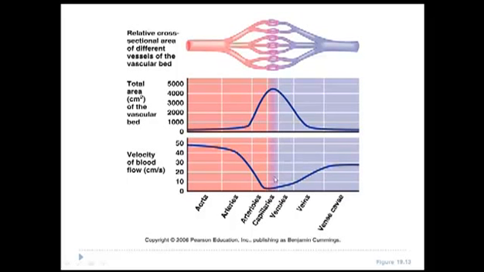The reason why we want the blood to flow very slowly in your capillaries is because we want to give it a chance to do the gas and nutrient exchange. If the blood is just traveling through there at a very, very rapid pace, it's not going to have a chance for the exchange of nutrients and gases to occur.